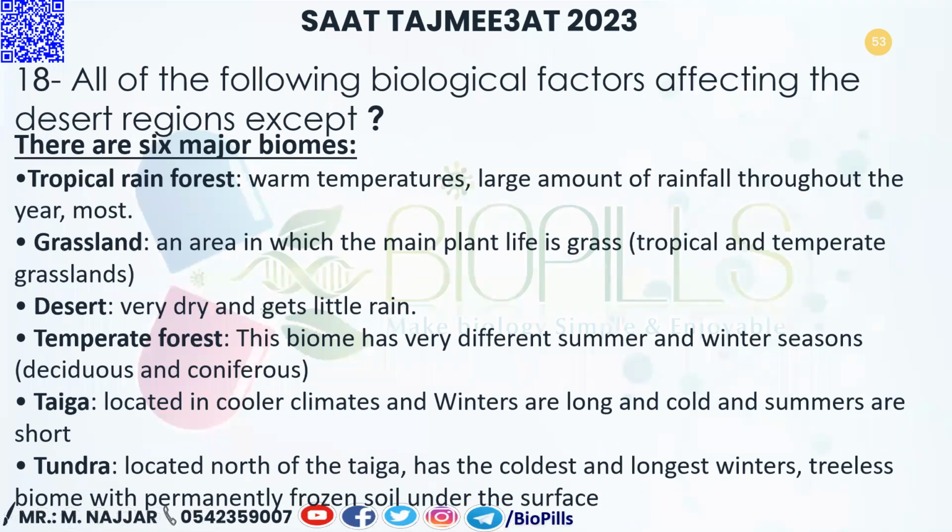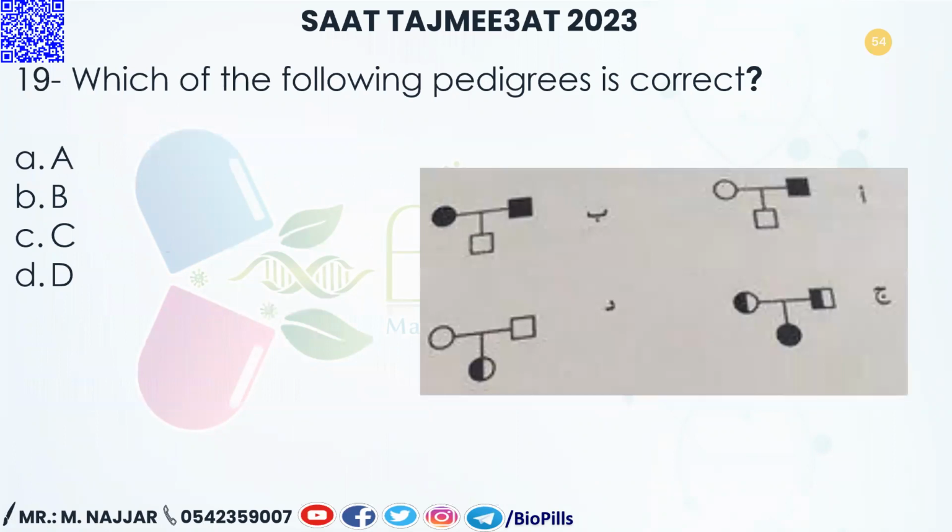And here are the major six biomes that are found on planet Earth. Only one answer here is correct. Which of the following pedigrees is correct? All of them are incorrect except one. This is the exact picture from inside. What is the correct answer?